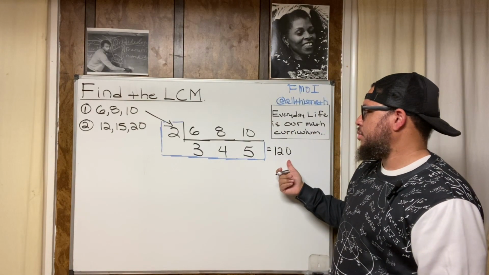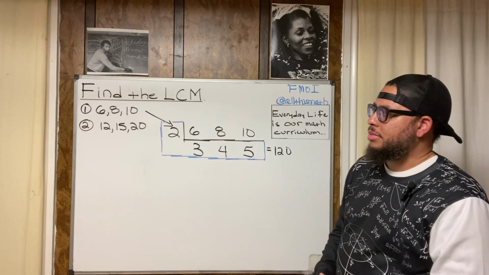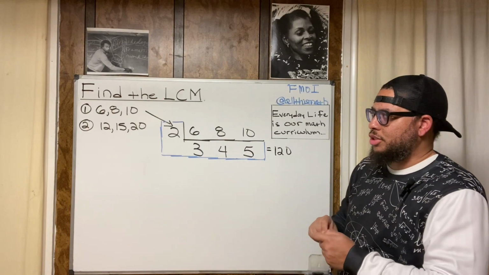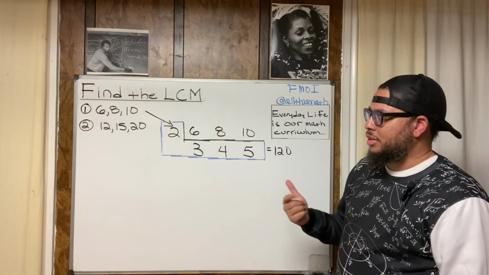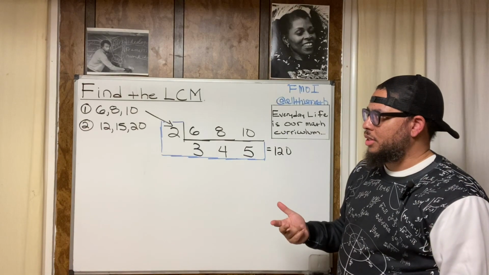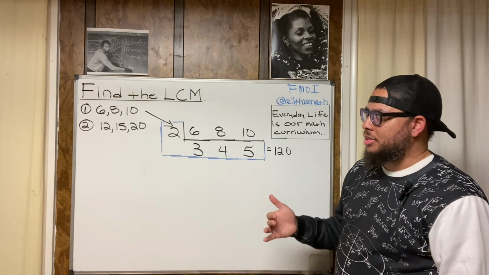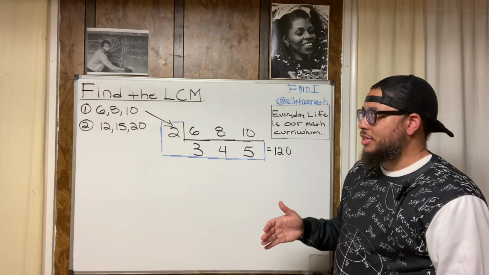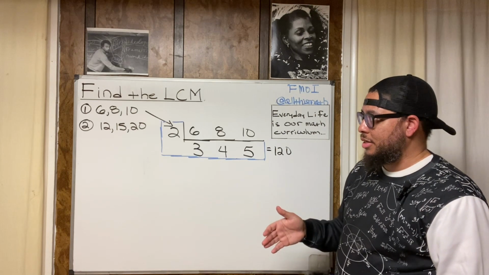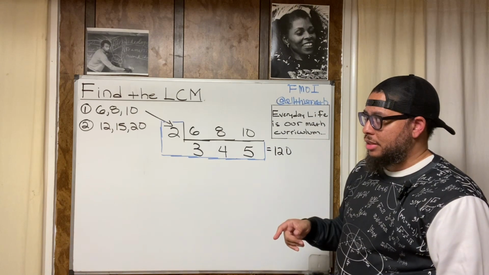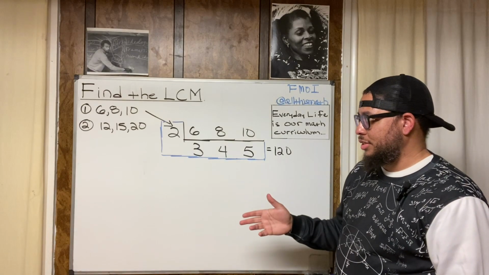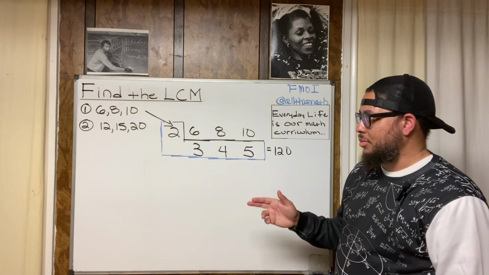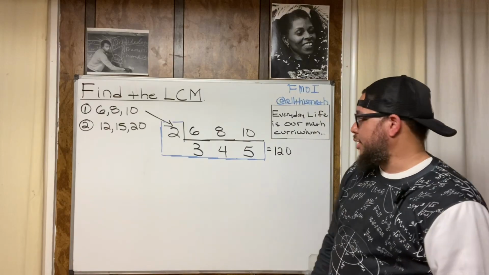Is that true? Hold up. Make sure this is correct. 10 times 2 is 20. 10 times 3 is 30. 10 times 4 is 40. 10 times 5 is 50. 10 times 6 is 60. 10 times 7 is 70. 10 times 8 is 80. 10 times 9 is 90. 10 times 10 is 100. 10 times 11, 110. 10 times 12. Yeah, you're right. Yeah, it is 120.